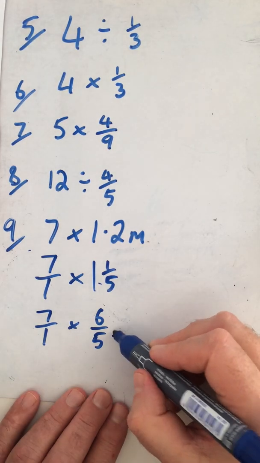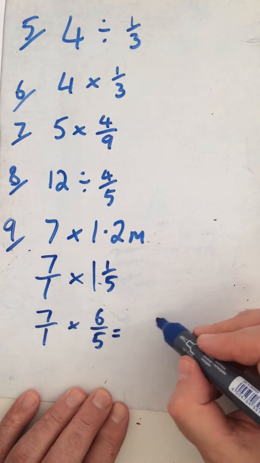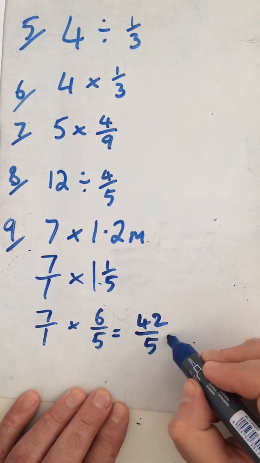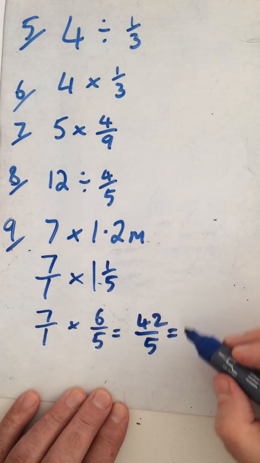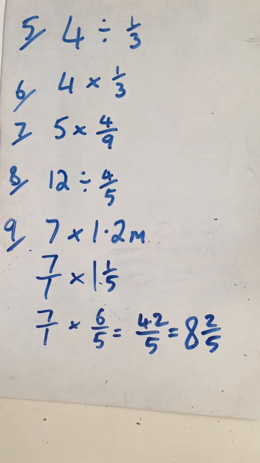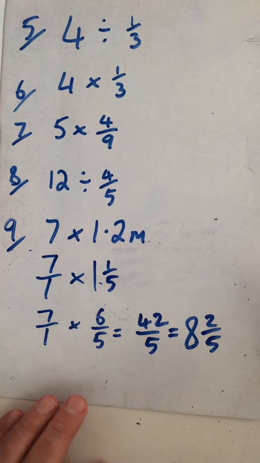So 7 6s are 42. 1 times 5 is 5. How many 5s are in 42? 8, remainder 2, so it becomes 8 and 2/5. Okay, 8 and 2/5. There are other ways of doing it, so that's one way of doing it.